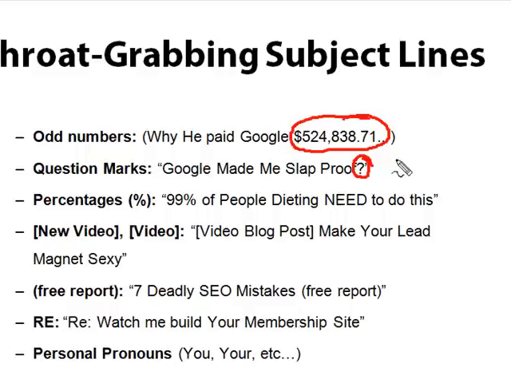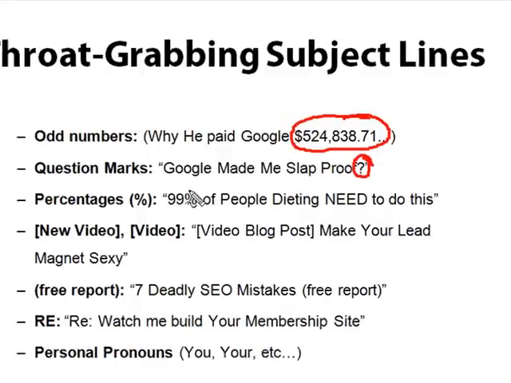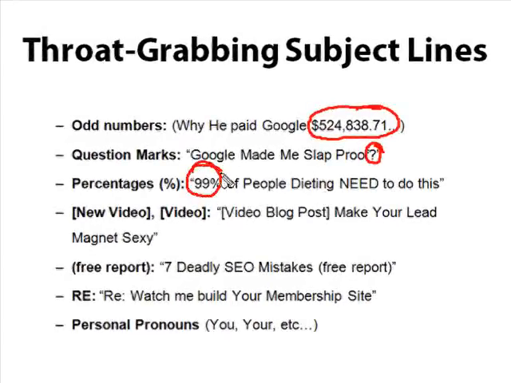Google made me slap proof. I mean, that's... Yeah, right. It really doesn't make a whole lot of sense. But it's not a question mark, Google made me slap proof without the question mark, you get a definite bump with the question mark. Yeah. Percentages, and again, this has to deal just with the odd, it looks different, it sticks out, 99%.